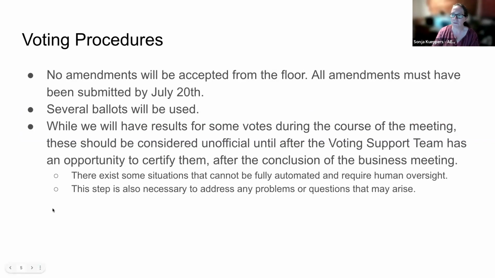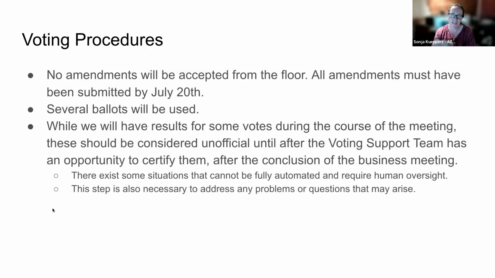There will be several ballots used during the course of the meeting. In past years, we've tried to minimize the number of ballots that you needed to use because in 2020, using a lot of ballots caused a lot of confusion. This year, there are some matters of business where the outcome of one matter of business determines the result of another, or determines what we have to do later in the meeting, or what you'll be voting on later in the meeting. And therefore, we have to use more than one ballot.